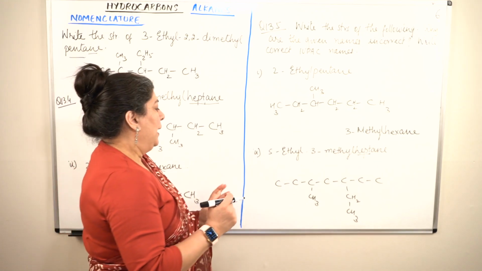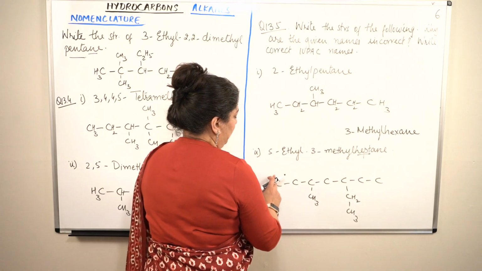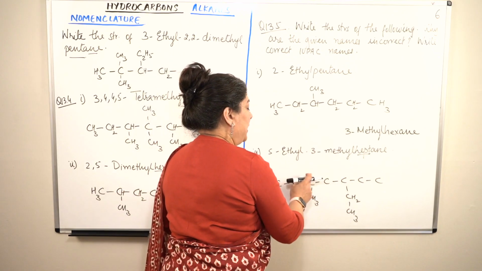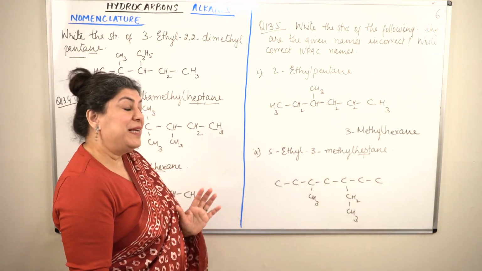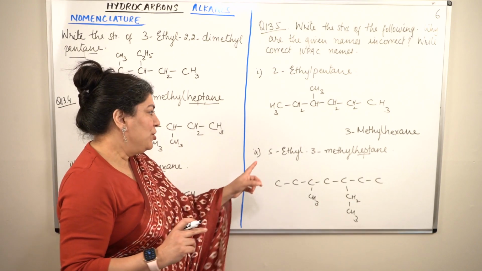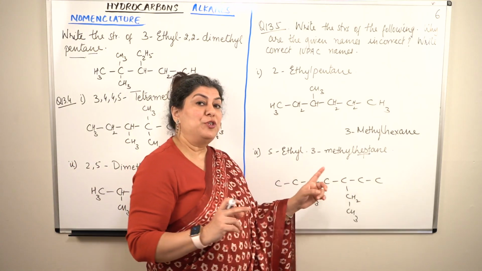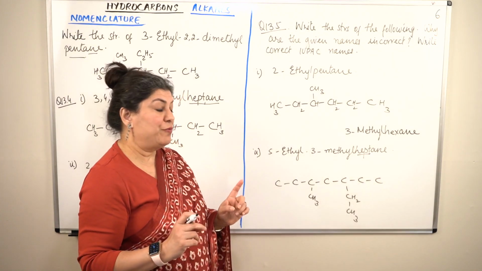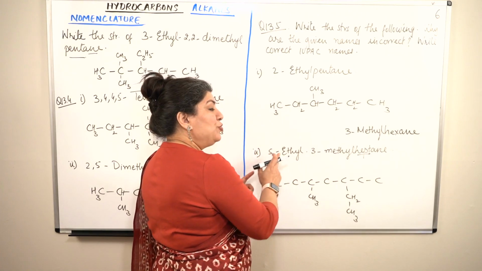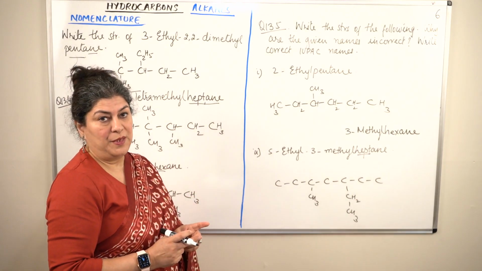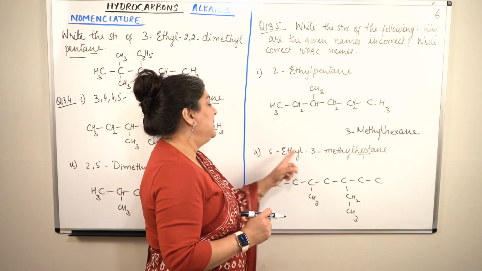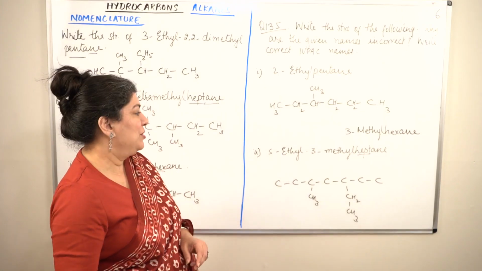5-ethyl-3-methyl. If I count from this direction, my locants are 3 and 5. And if I count from this direction also, my locants are 3 and 5. Do you see this? I'm getting the same locants by counting from both sides. And when you get the same locants and you're writing down the names of the substituents in alphabetical order, as I told you in the previous video, then why would I not choose the lower locant for the lower alphabet? So E comes before M, therefore E should get the locant 3 and M should get the locant 5. That is the problem here.